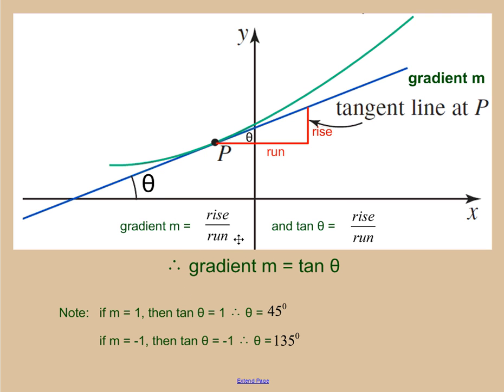Now we can see then if the gradient is equal to 1, you'd have tan theta equal to 1, which means that this is an angle of 45 degrees. And if the gradient is -1, so in other words, we've got a line going this way, the angle that it makes with the positive x-axis then would be 135 degrees.